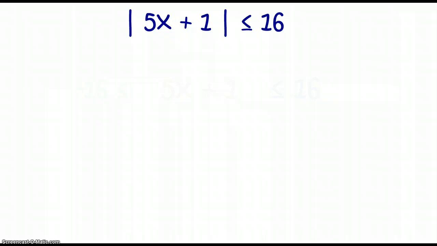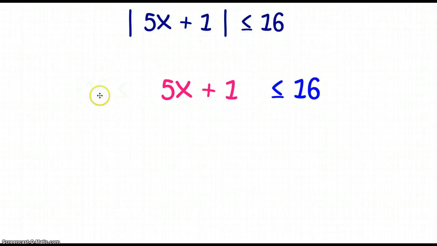Let's try one last example. This time we have the absolute value of 5x plus 1 is less than or equal to 16. Again, we want what's inside our absolute value symbol to be less than 16 away from 0. So we are going to take what's inside our absolute value symbol, the 5x plus 1, and make it less than or equal to 16, and we want it to be greater than or equal to -16. So this time we're writing our compound inequality with the 5x plus 1 in between our two endpoints.